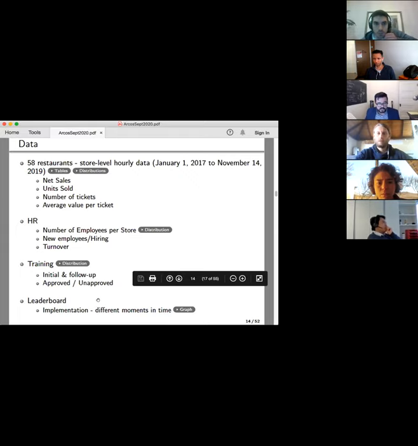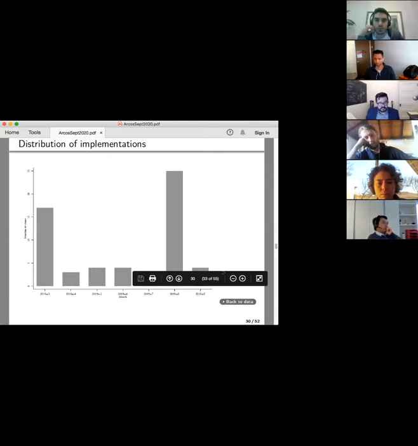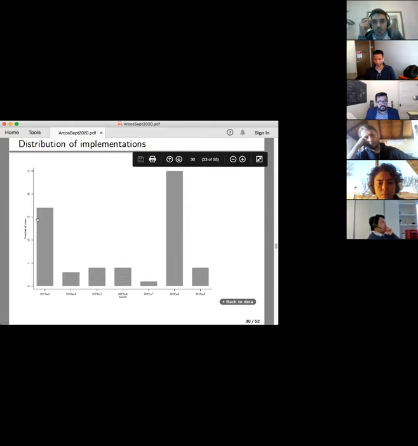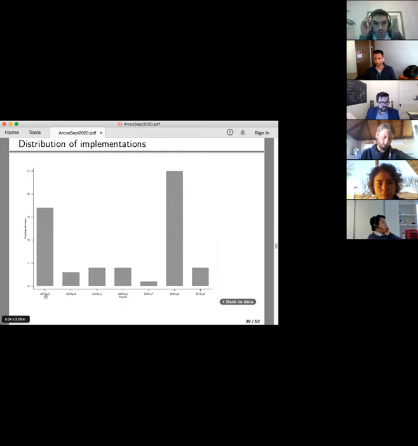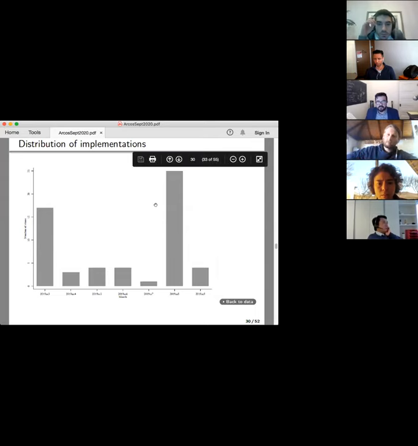Finally, leaderboard. For each store, the implementation of this leaderboard occurred at different moments in time. So you will see that some stores implemented this technology in March 2019 and so on. From what we know, they didn't have a clear rule. They just said, okay, now we will go to these other stores. And then in the paper, we have a bunch of checks just to show that we don't find any pattern that will be a concern for our estimations.